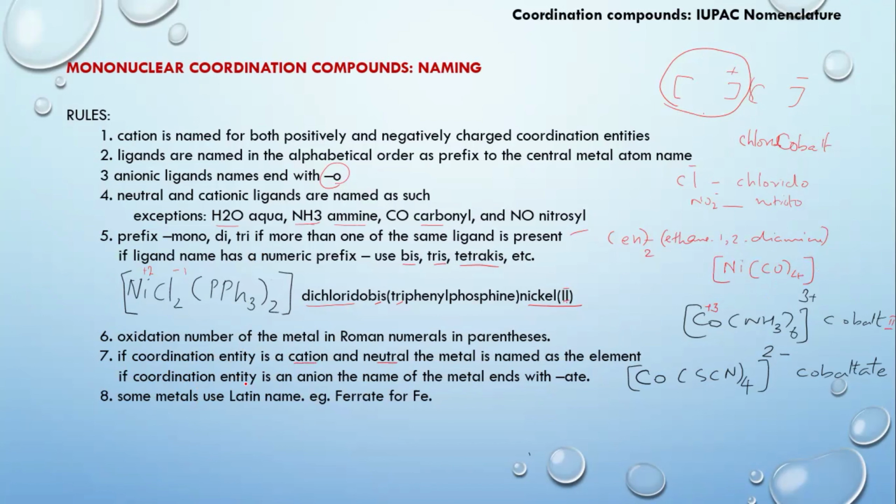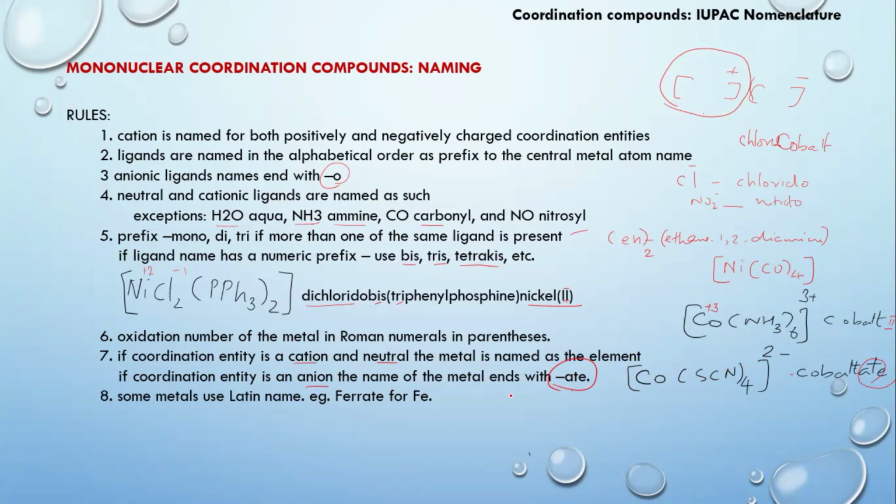And if the coordination entity is an anion, the name of the metal ends with -ate. For example, here the complex part has a -2 charge. That means the whole coordination entity is an anion. Therefore, the naming should end like cobaltate. The name of the metal should end with -ate.